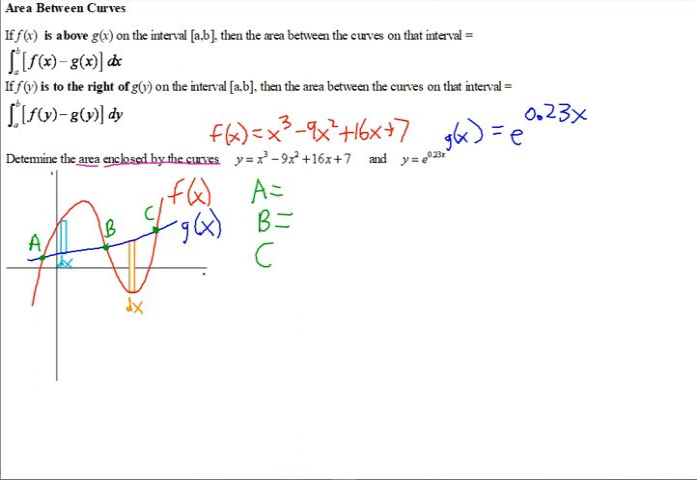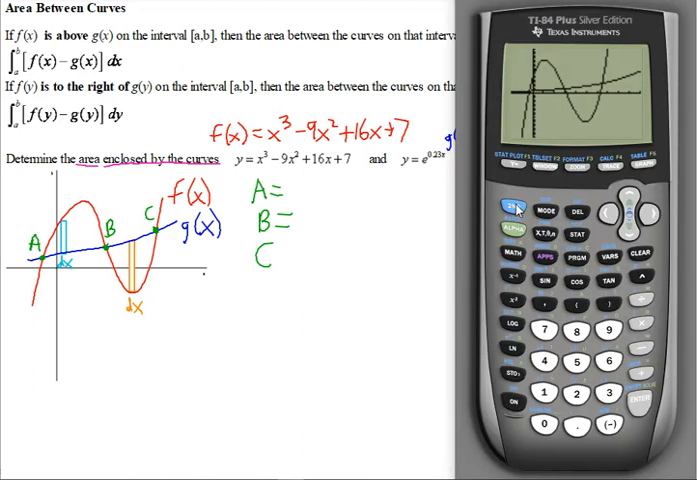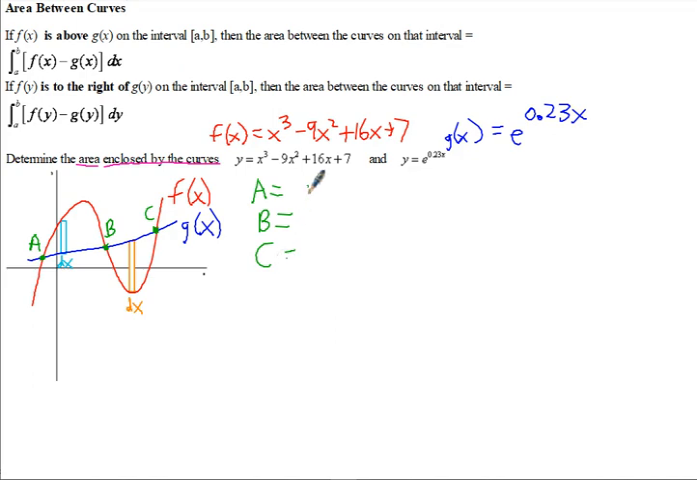So let's go back to the 84 here. Second calc, intersect, number 5. First curve, enter. Second curve, enter. Guess, I'm going to just type in a guess. Looks like mine's around 0, so I'll just type in 0 and enter. And it's negative 0.320 if you round it. Maybe accurate to at least the thousandths place.